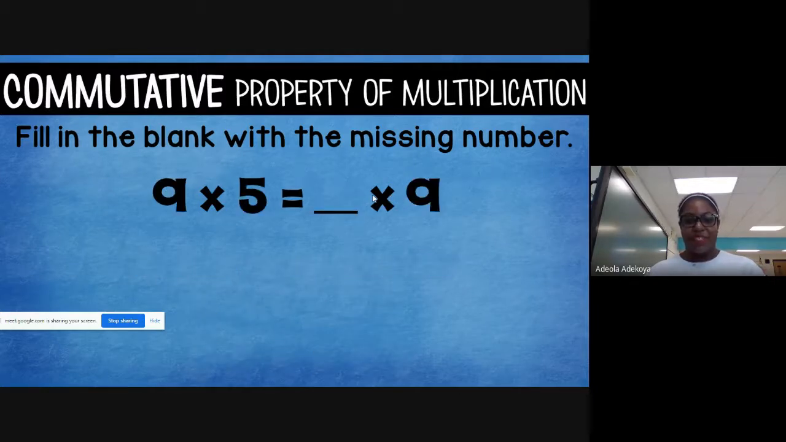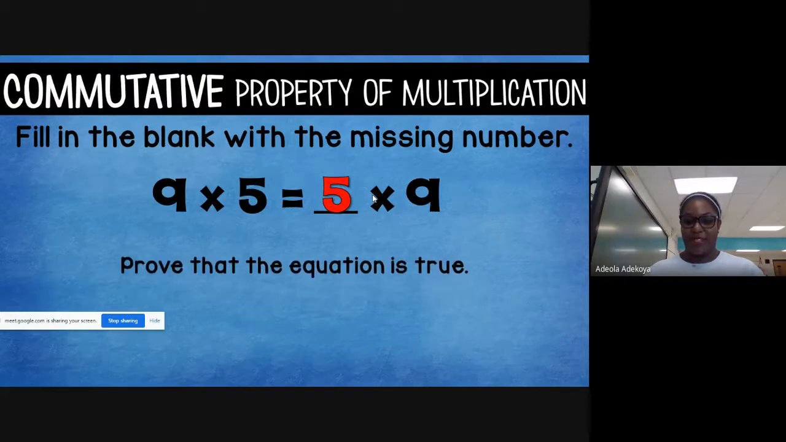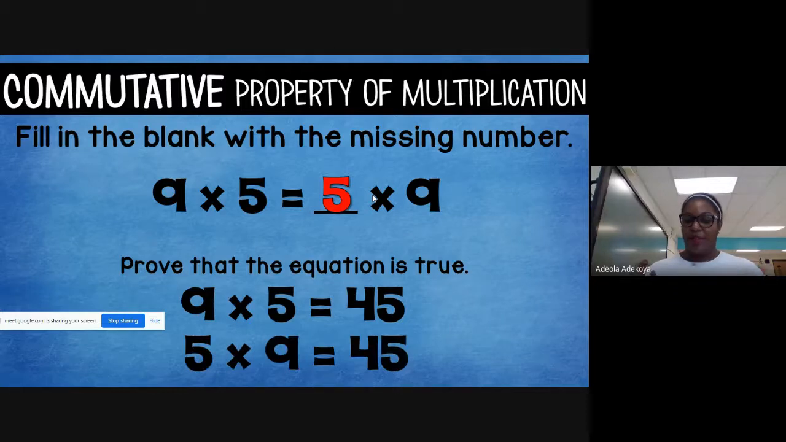In order for us to fill in this number, 9 times 5 equals 5 times 9. If you said 5, you are correct. And to prove this, 9 times 5 is 45, and 5 times 9 is 45 as well. All right, so these are examples explaining the commutative property of multiplication.